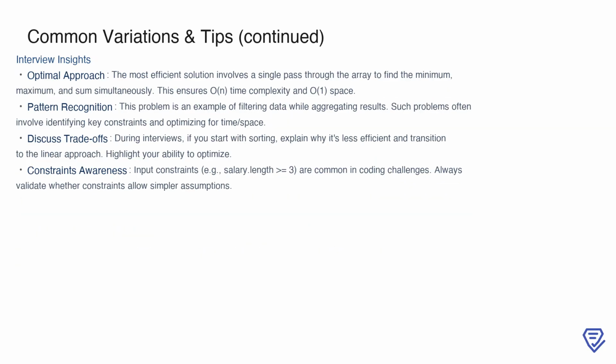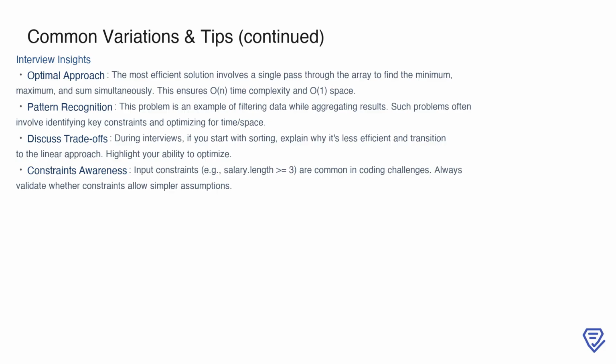To tackle this problem efficiently, the optimal approach is to process the array in a single pass. During this traversal, you can simultaneously compute the sum, minimum, and maximum values, achieving an O(n) time complexity with O(1) space. This demonstrates a key pattern, filtering data while performing aggregations. Recognizing such patterns is valuable for solving similar problems. In an interview, you might start with a less efficient approach, like sorting, but it's important to articulate why it's suboptimal and how you can improve it. This showcases your ability to optimize.